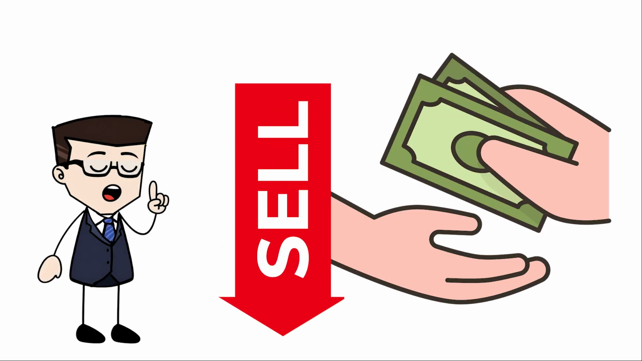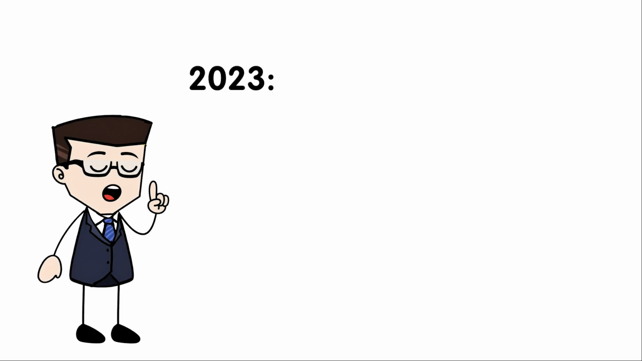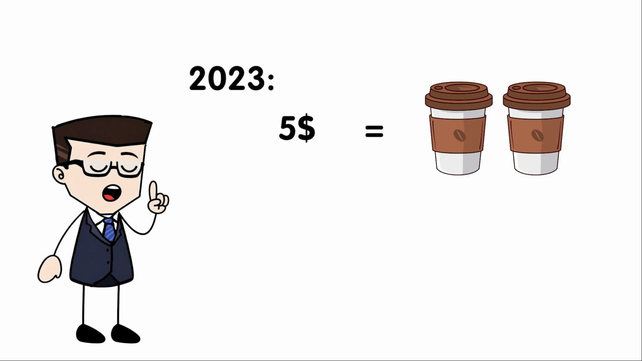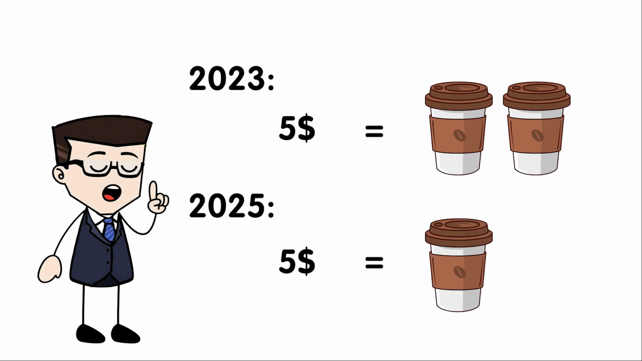Why? Because nobody wants to keep money in their pocket if it's losing value every single day. They will try to sell it to buy other things, which makes the currency crash even faster. For example, in 2023, you have $5 and you can buy 2 cups of coffee. But because of high inflation, 2 years later, in 2025, that same $5 can only buy exactly 1 cup. The amount of money is the same, but the amount of coffee you get is cut in half.